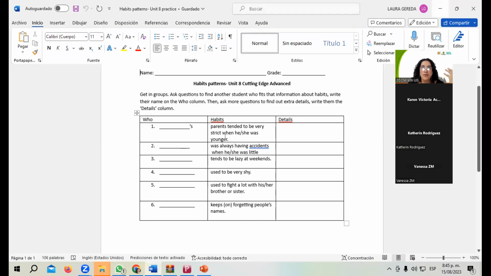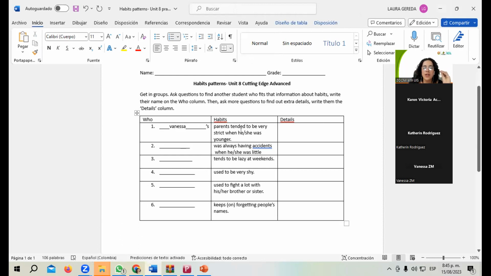So for example, did your parents tend to be very strict when you were young? If the person says yes, you put their name here. So for example, I don't know, Vanessa, okay? For Vanessa, this is true. Her parents tended to be very strict when she was younger. So you are going to ask her a bit more detail about that. Can you give me an example of when they were very strict?